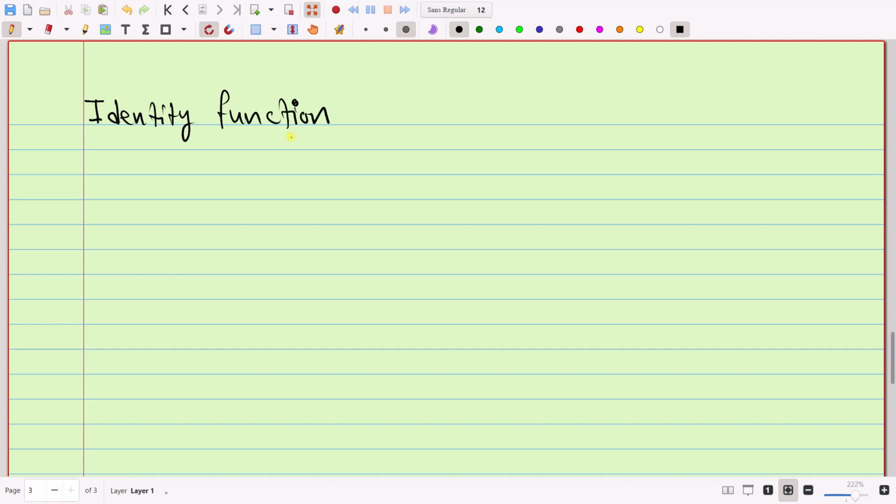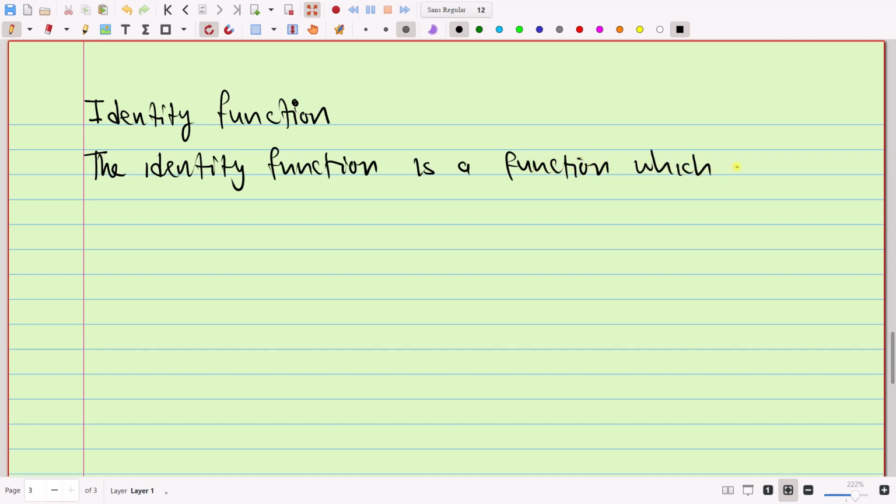So the identity function. You see that? So the identity function is a function which maps a set, say A, onto itself. You see, so an identity function is a function which maps a set A onto itself.